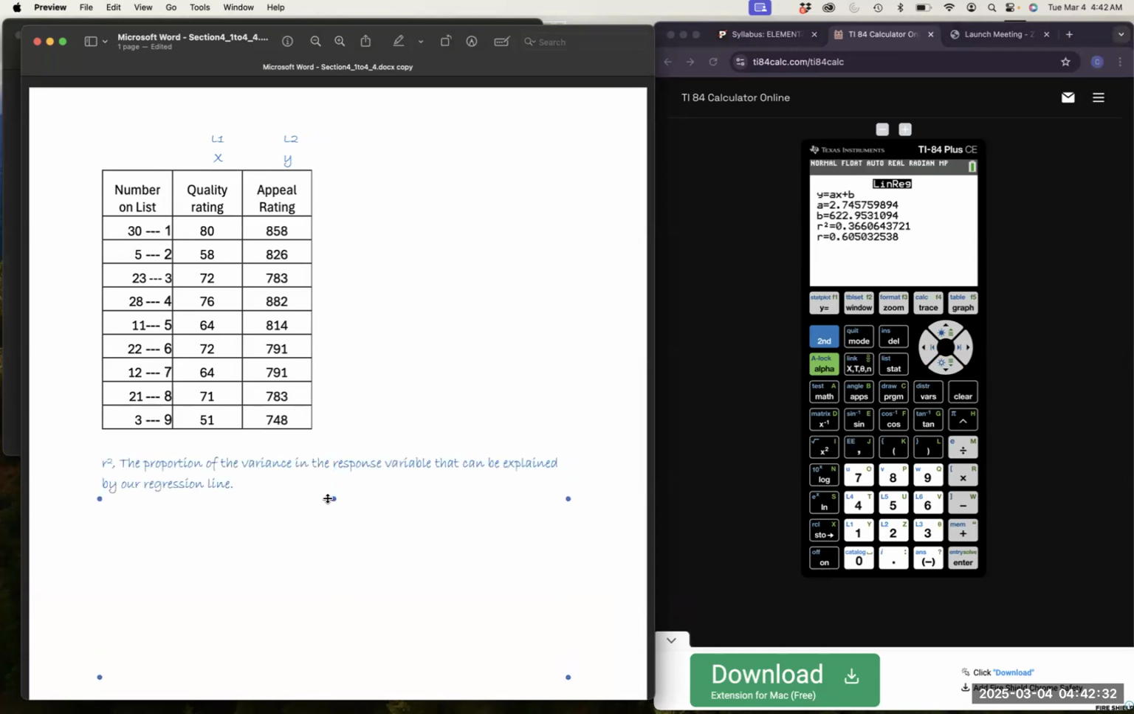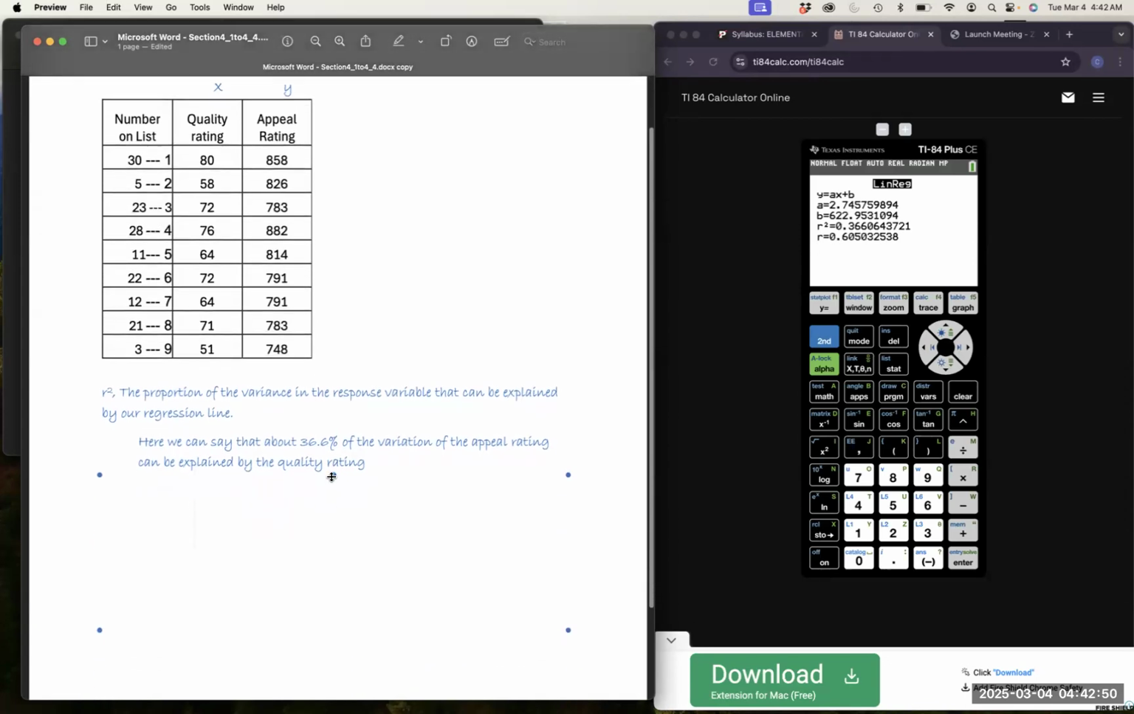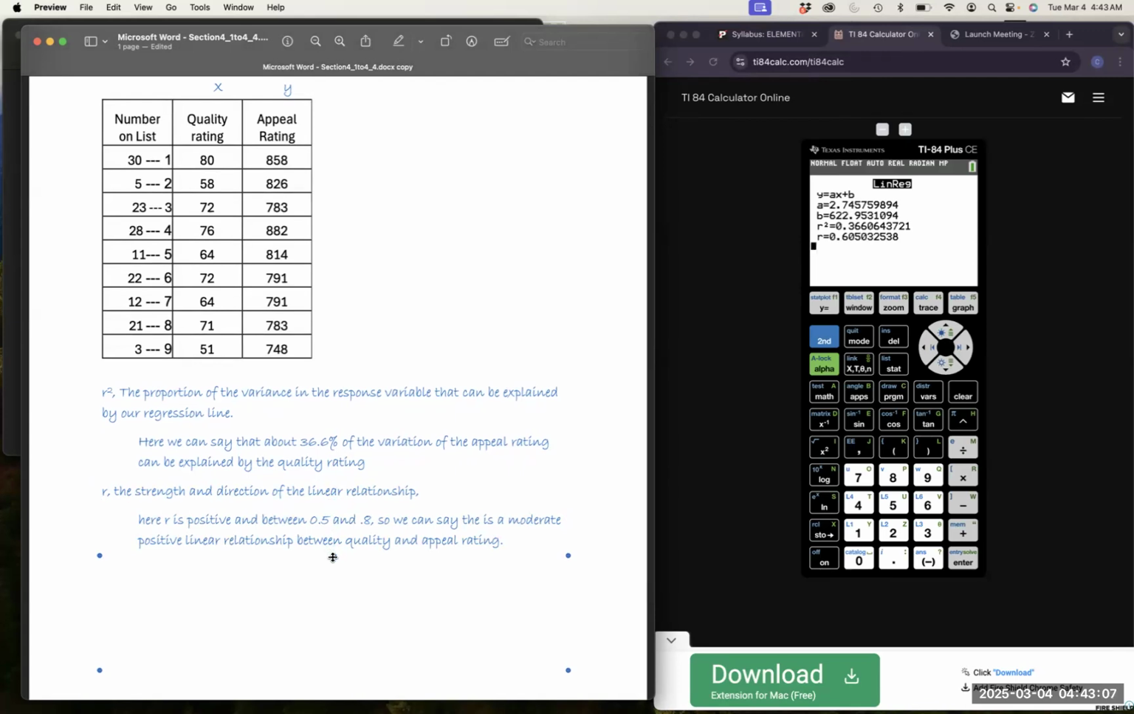So for r squared, it's the proportion of the variance in the response variable that can be explained by our regression line. And so specifically here, we can say that about 36.6% of the variation of the appeal rating can be explained by the quality rating. The next thing we have is r, which is the strength and direction of the linear relationship. So here r is positive and between 0.5 and 0.8. So we can say that there is a moderate positive linear relationship between quality and appeal rating.